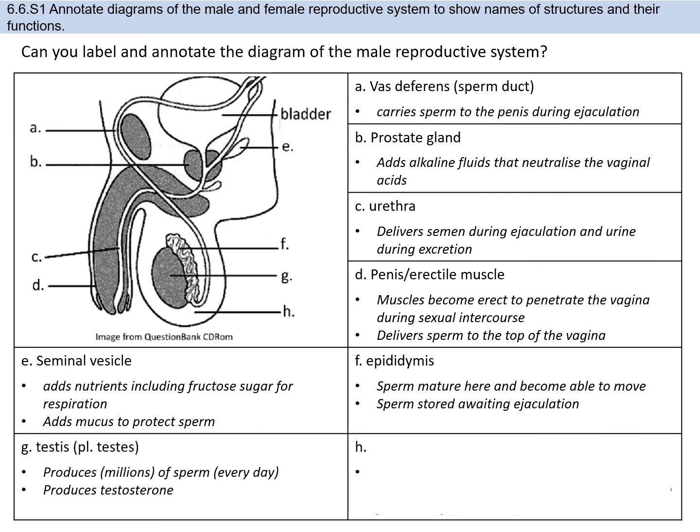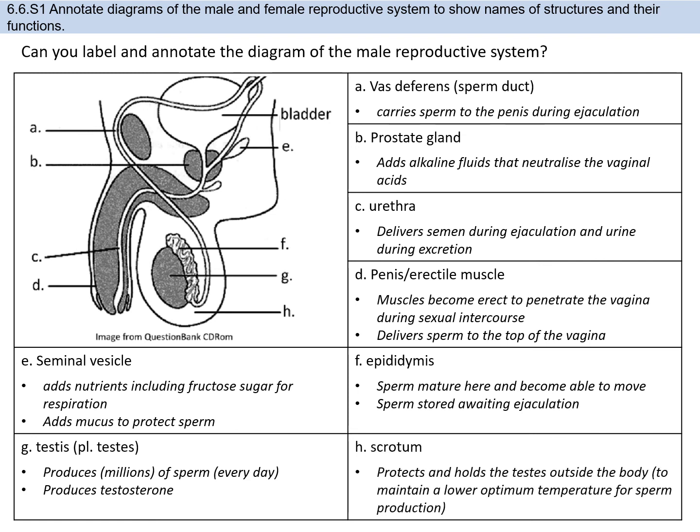And then G, we have the testes, which of course are there for producing testosterone, and it's where sperm are going to be produced. Again, millions of sperm are produced every day.